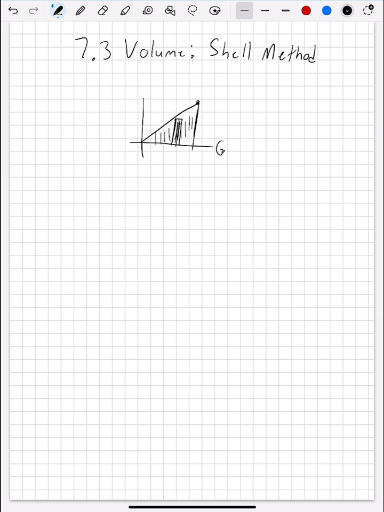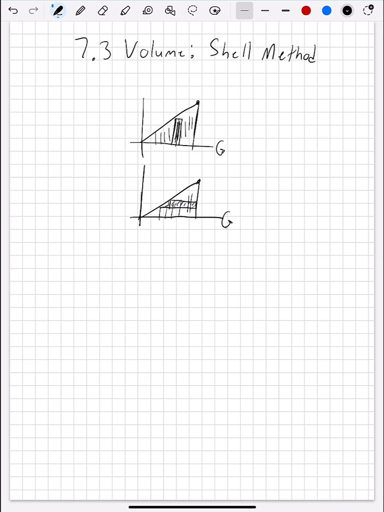However, with the shell method, instead of going with perpendicular, if I was going to rotate this around the x-axis again using the same function, I would go parallel to that axis of revolution.